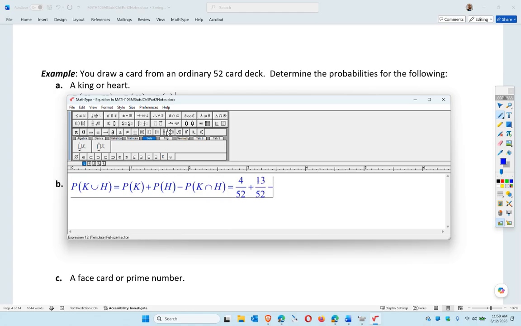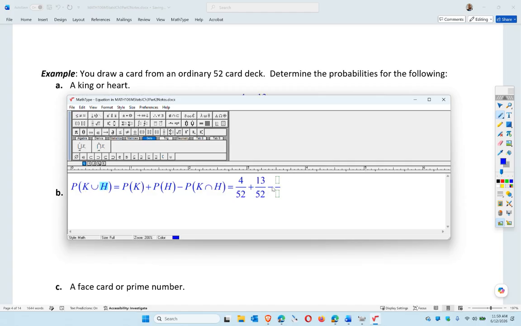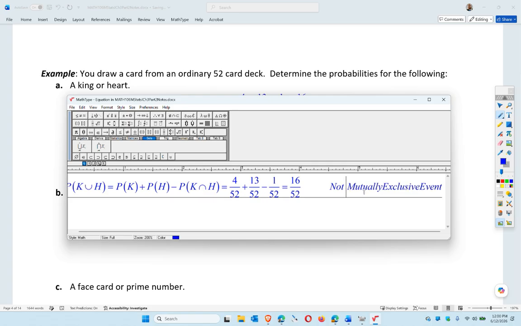So, is there an overlap? Can you be both at the same time? Yeah, there's a king of hearts in the deck, isn't there? There's one of them. All other kings are not heart kings. There's 3 of them, but there's one overlap. So that one is in here, and it's in here, so it's in there twice. So we subtract out the overlap. Therefore, we have 17 minus 1 is 16 out of 52. So this is clearly a not mutually exclusive event. It's a singular event, obviously.